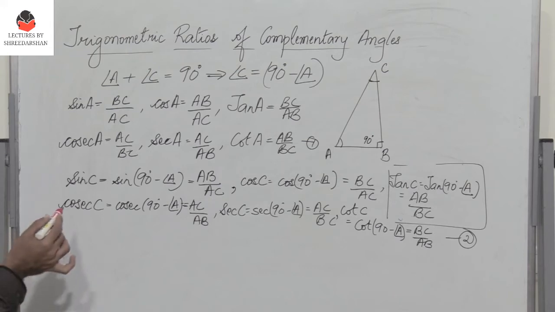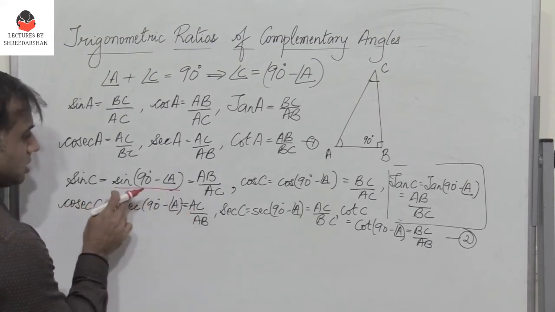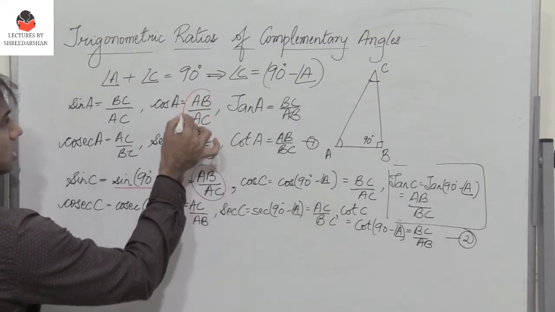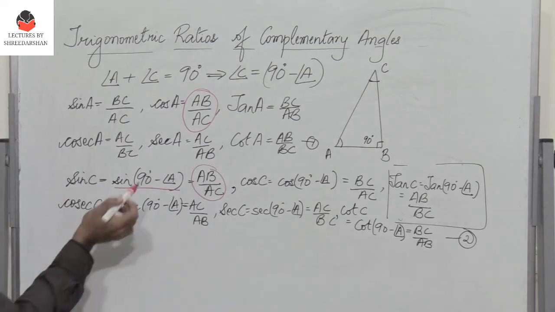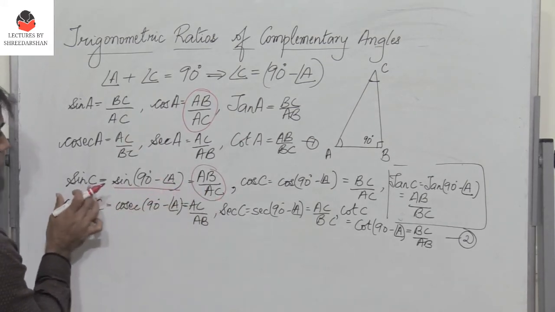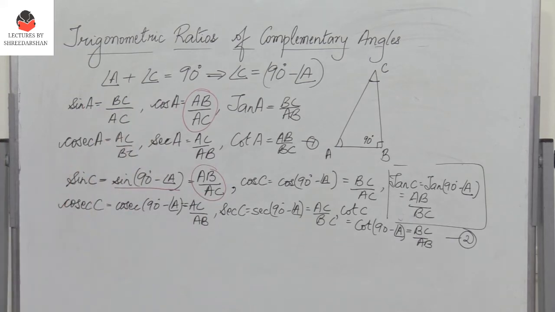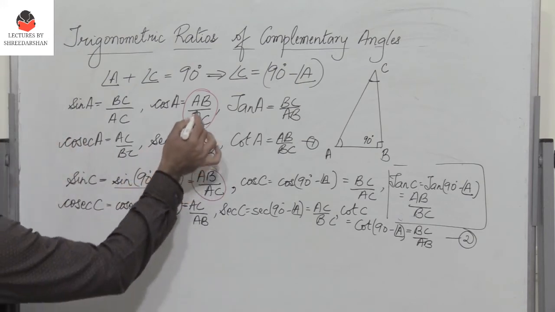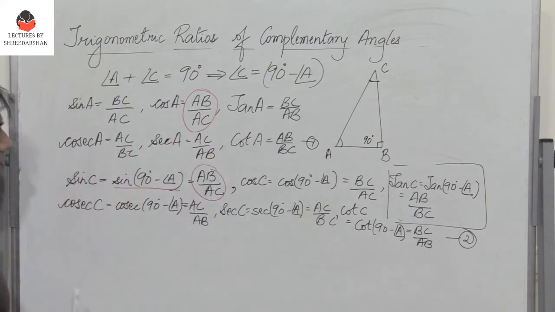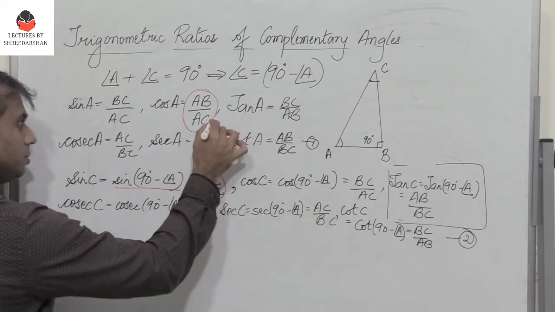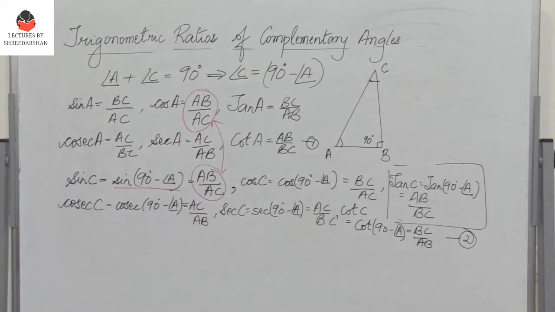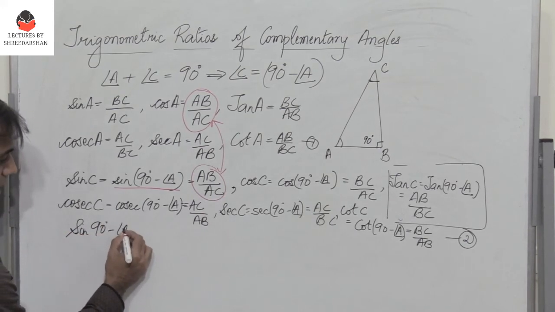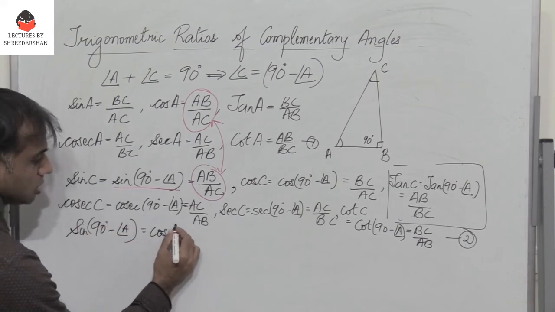So now let me compare sine of 90 minus A. Sine of 90 minus A is AB by AC. Now what is AB by AC? It is nothing but cos A, right? So I'm comparing sine C with what we have for A, right? So sine of 90 minus A is nothing but cos A. So these two are one and the same, isn't it? So we conclude that sine of 90 minus A is nothing but cos A.